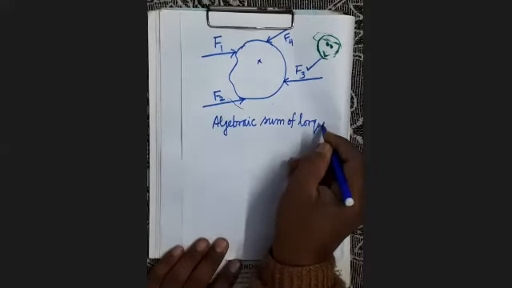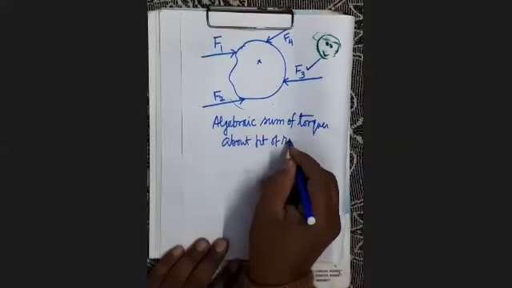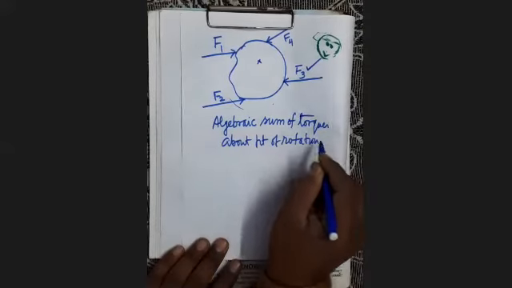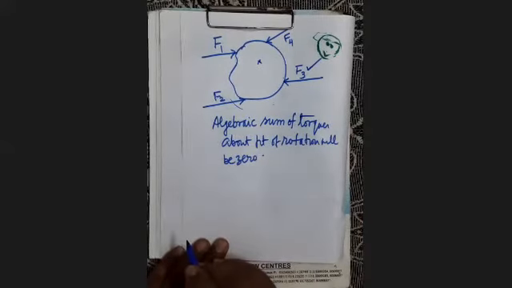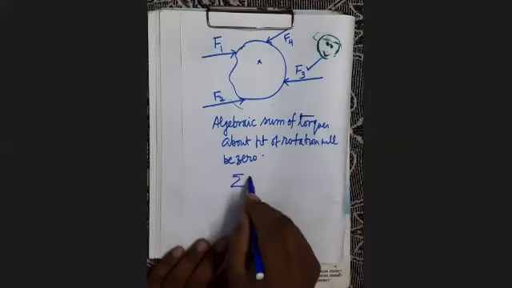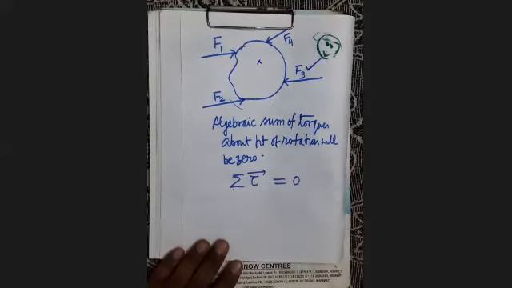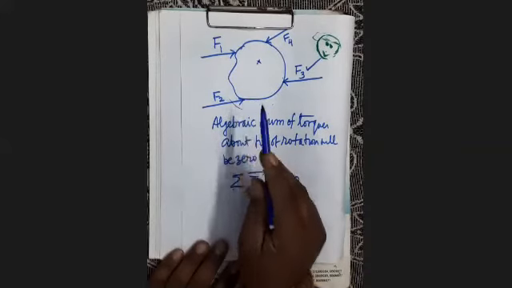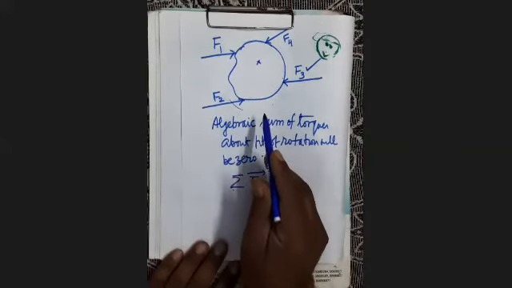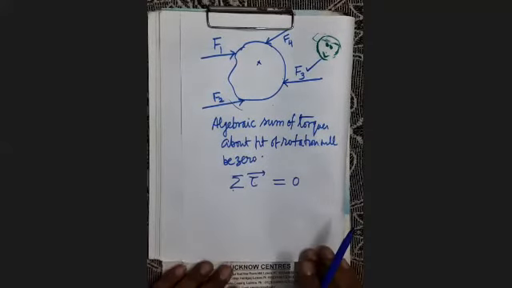The algebraic sum of torques about the point of rotation will be 0. Mathematically we denote it in the same way: sigma of vector tau will be equal to 0. Or we can say that the total algebraic sum of the moments in the anti-clockwise direction will be equal to the total algebraic sum of moments in the clockwise direction.